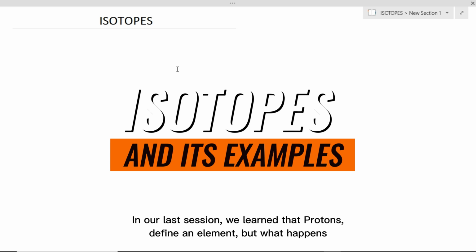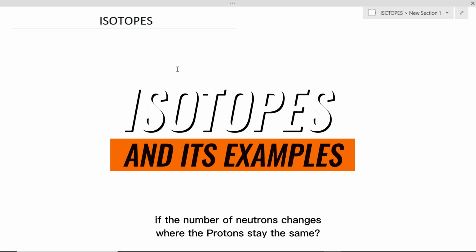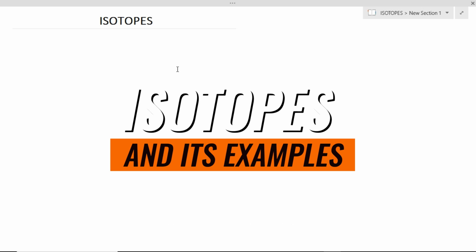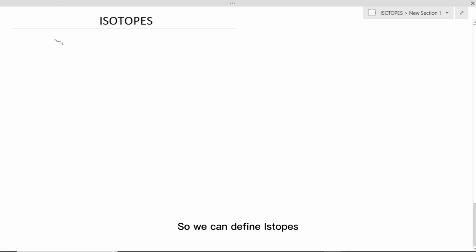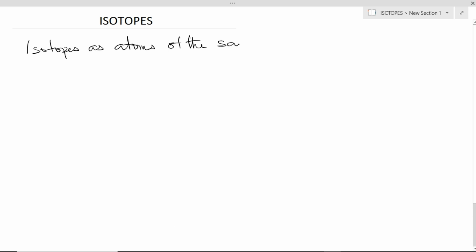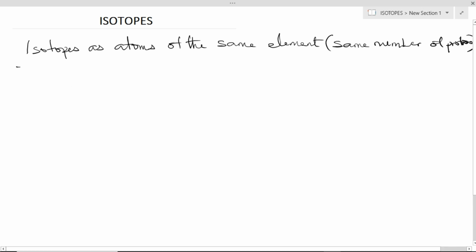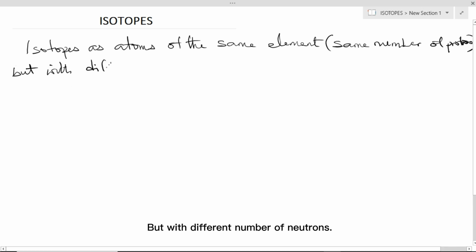But what happens if the number of neutrons changes while the protons stay the same? That's where isotopes come in. So we can define isotopes as atoms of the same element. Of course, they have the same number of protons, but with a different number of neutrons.